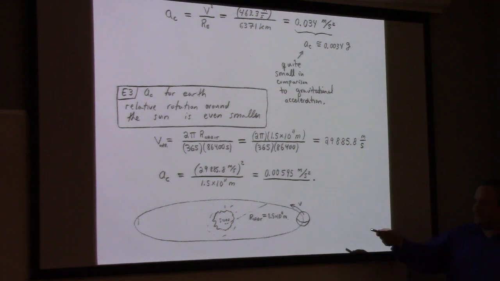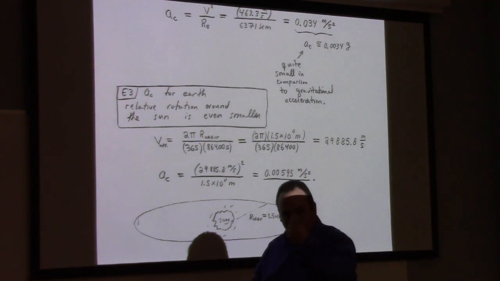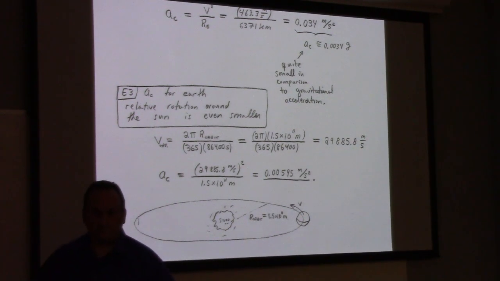There's two things going on, the v squared and the r. When r is super big, v can also be big, and the centripetal acceleration is still small. How do you reconcile those two numbers?